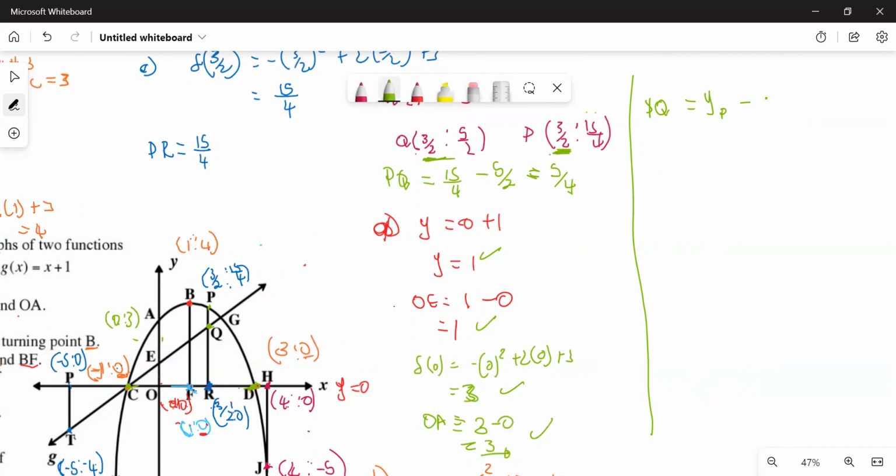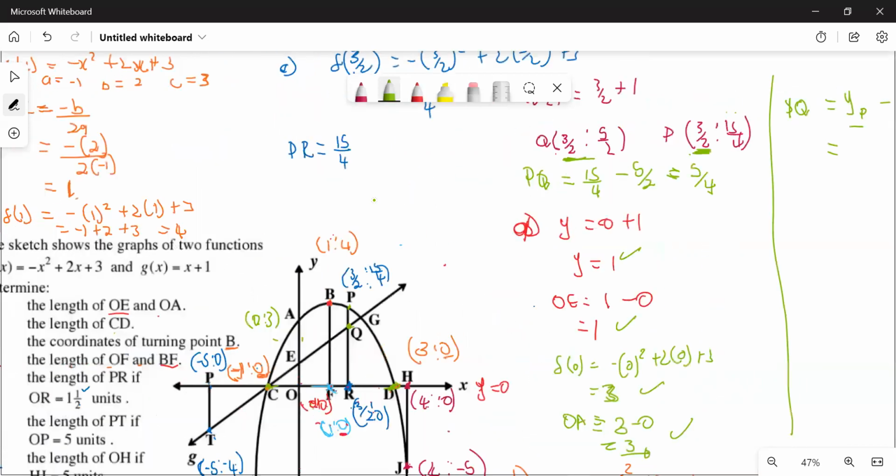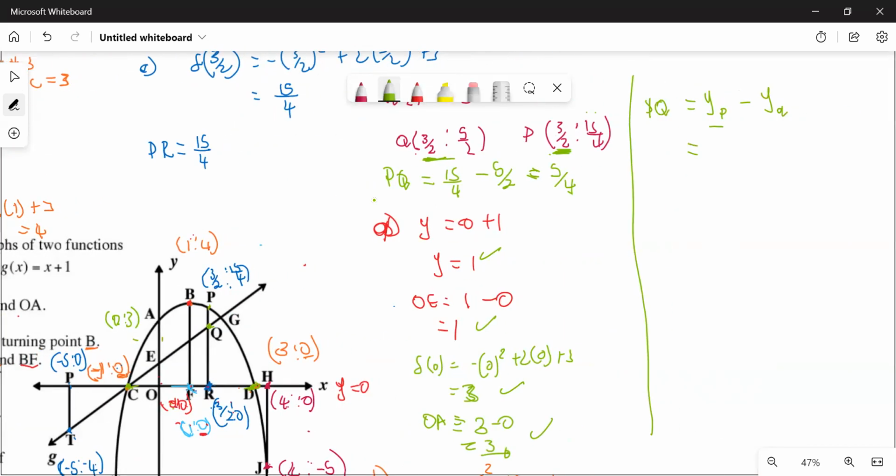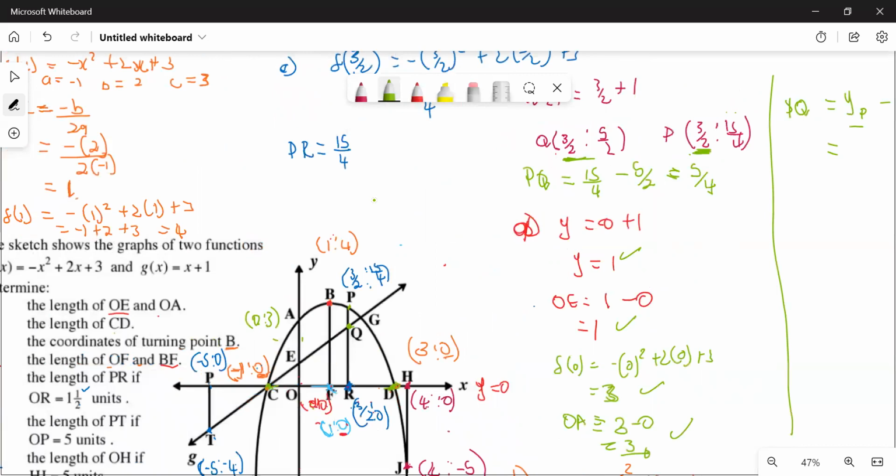Minus the Y of Q. Okay. Then how do you approach this question here? You will say, what is going to be Y of P? Y of P is going to be given by the equation of f of x, because f of x is on top. So you come and write the equation of f of x exactly the way it is.